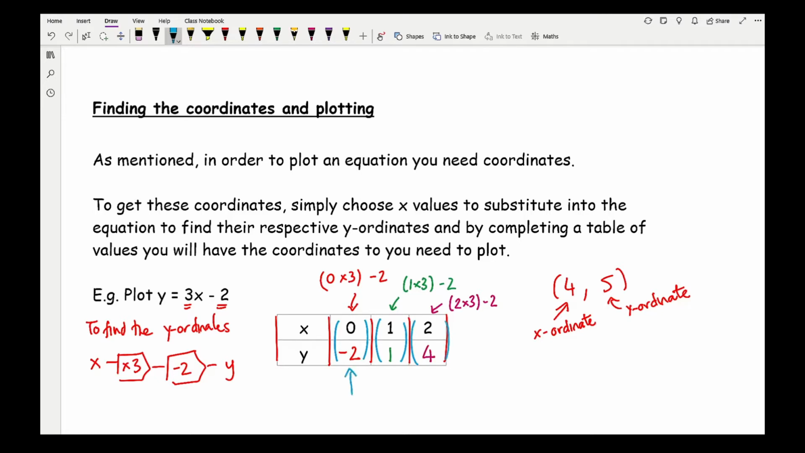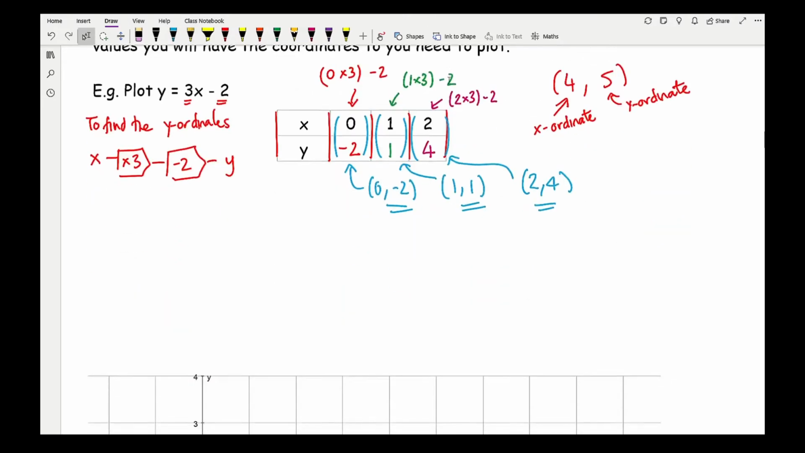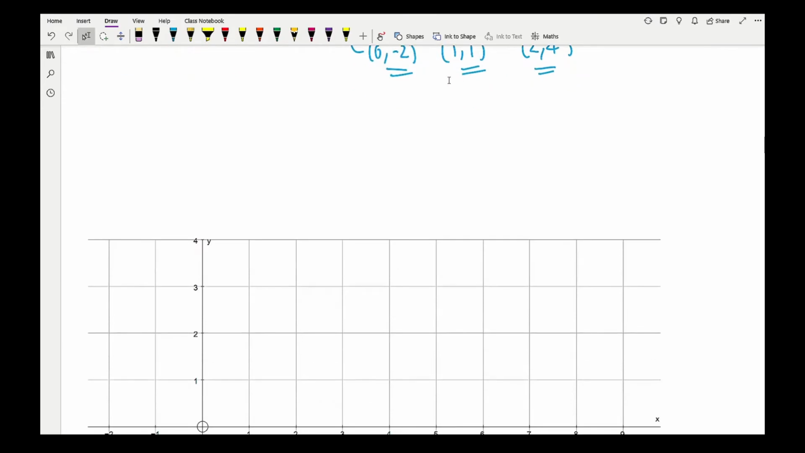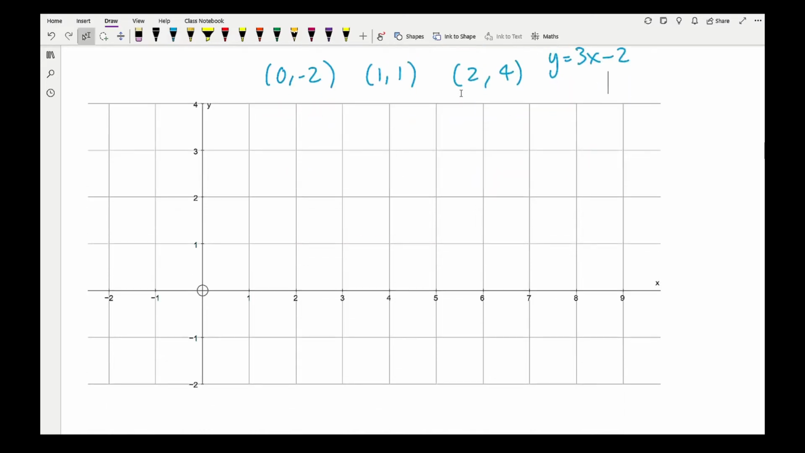So this coordinate here is 0, -2. This point here is 1, 1. And this point here is 2, 4. And these are the 3 coordinates that I now need to plot. So with a set of axes, and again, just quickly making a note before the coordinates disappear off the screen, I'm plotting y equals 3x minus 2. So what I'm now going to do is plot these coordinates.